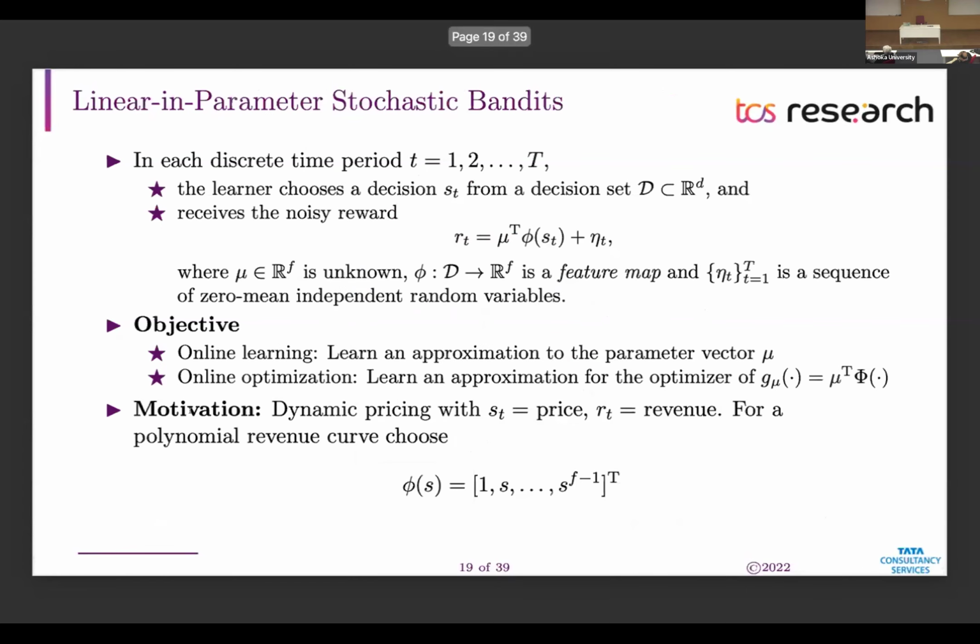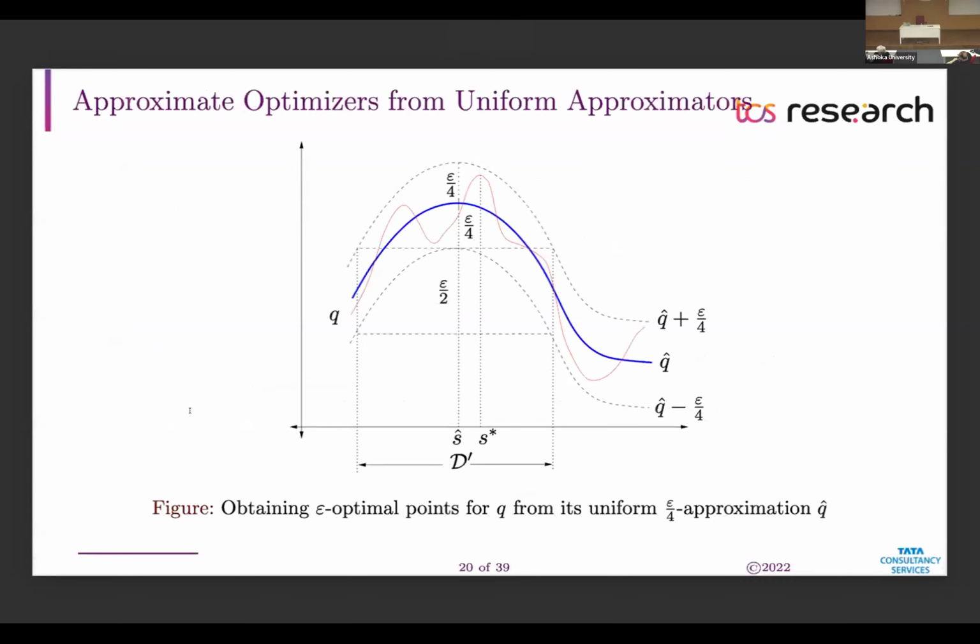So there are two ideas I want to introduce. I'm going to consider a pure exploration case where I want to find the optimum of this to within an approximation. I'm going to make it precise. There are two ideas I'm going to use. One idea is that we can get approximate optimizers from uniform approximation.